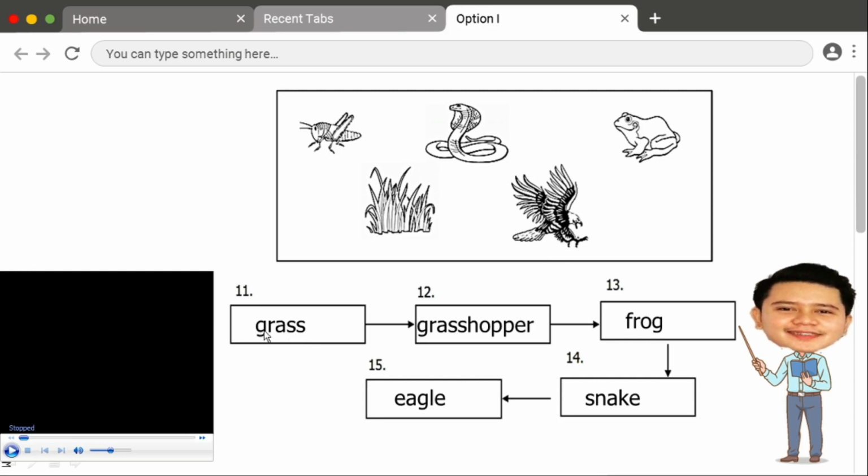We have grass is eaten by a grasshopper. A grasshopper is eaten by a frog. A frog is eaten by a snake. And a snake is eaten by an eagle. Okay? We have grass. This is the grass. Grasshopper. This is the grasshopper. Frog. This is the frog. Snake. This is the snake. And an eagle. This is an eagle. And that is all for the part 4.